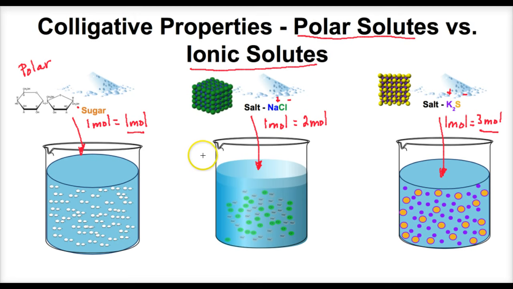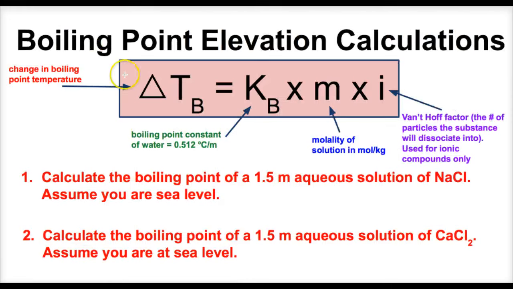So let's take a look at how we can calculate changes in boiling points and changes in freezing points depending on the amount of dissolved substances in that solution. All right, if we take a look at this formula here, it allows us to determine changes in a solution's boiling point. To calculate a change in the boiling point of a solution, it's simple. We take the boiling point constant of water, which is 0.512 degrees Celsius per lowercase m, which means molality, which we learned in an earlier video. We then multiply it by the molality of the solution, and then we multiply it by i, the Van't Hoff factor. You can think of this as the number of particles the substance will dissociate into. And we're going to use this specifically for ionic compounds or electrolytes.